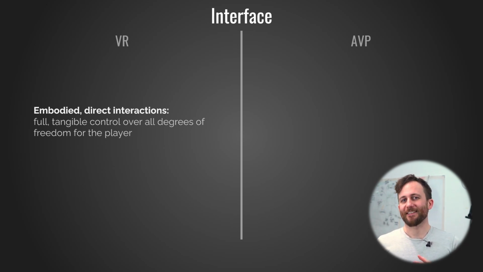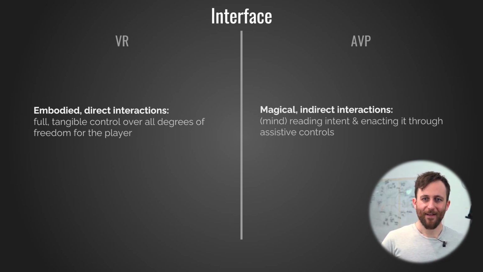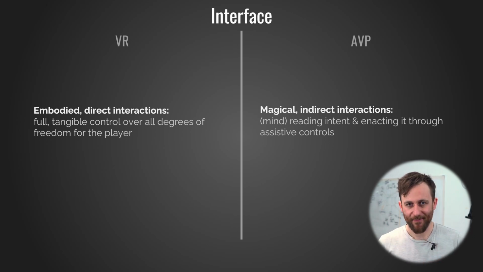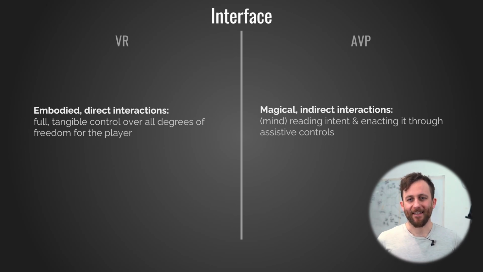It just felt that it was not the right fit for the platform, especially after we've seen how Apple does a lot of their OS level stuff. It kind of creates the expectation that these indirect gestures also apply for the games. So the Apple Vision Pro has these magical indirect interactions. It's almost like mind reading and enacting it.